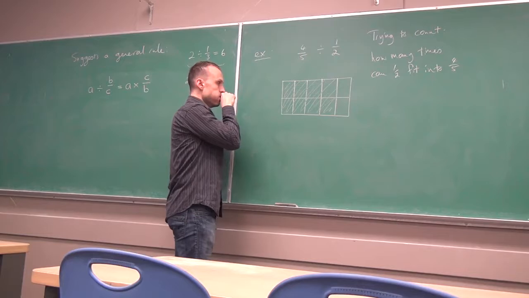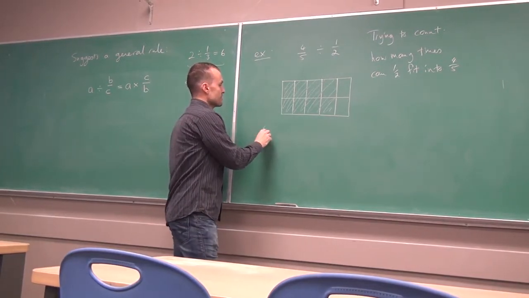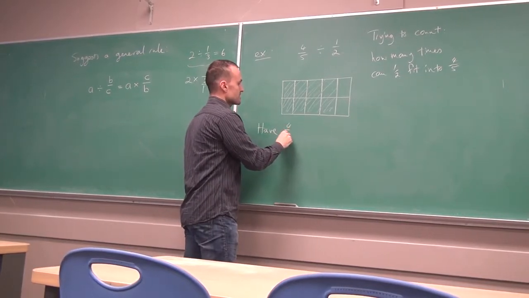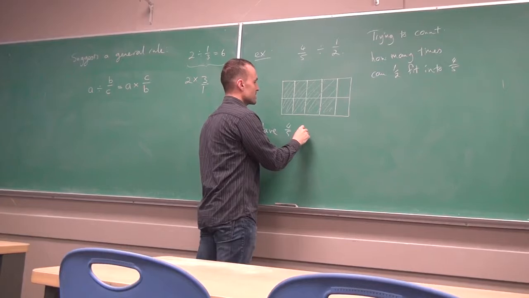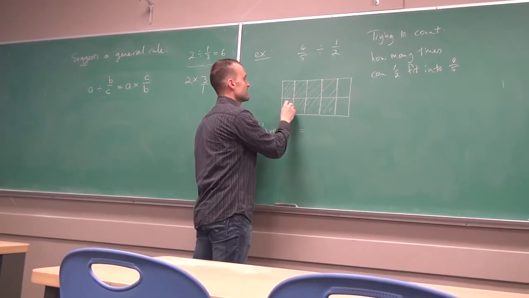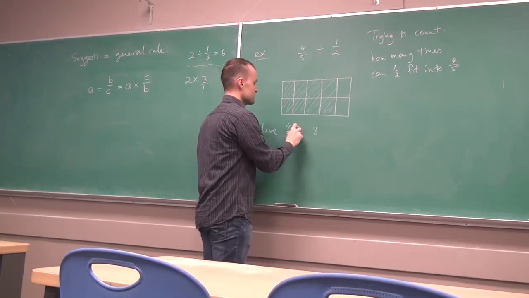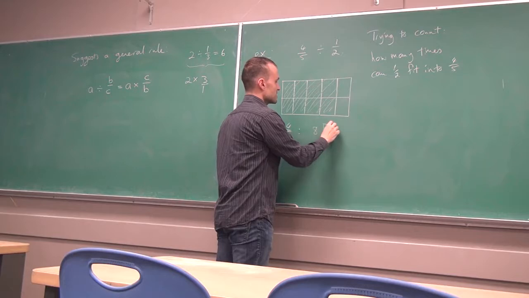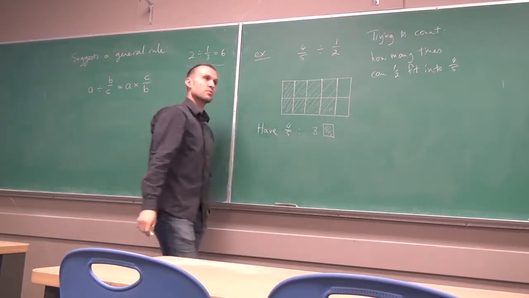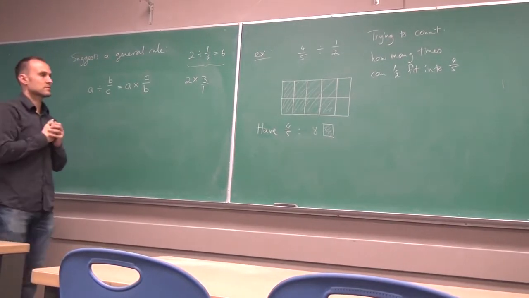So now, 4/5, this is what we have. 4/5, which is the same as 1, 2, 3, 4, 5, 6, 7, 8. Let's say it like this: 8 of these little, almost squares. That's what we have. That is the area, the quantity we start with.